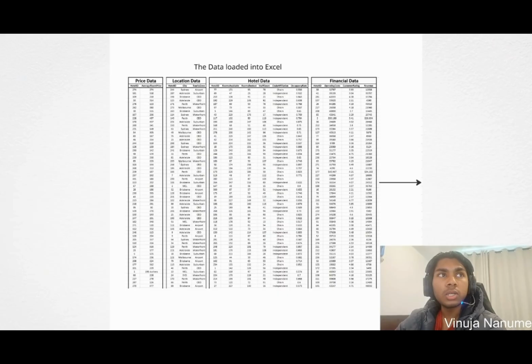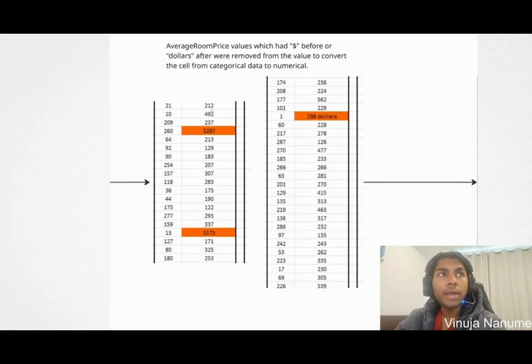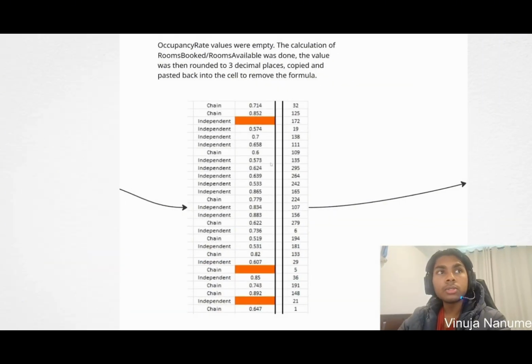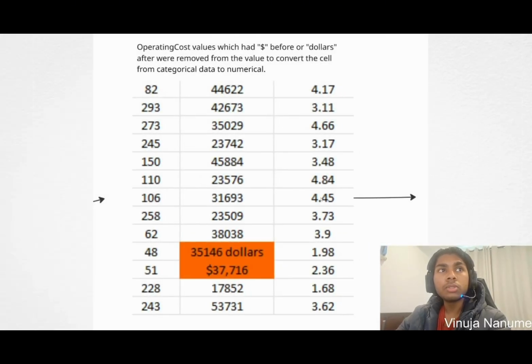Systematically, we inspected each cell, and in doing so, we found many major issues. Average room price had a dollar sign and the word dollars, which needed to be removed for the cells to be all numerical, and some values were abbreviated in certain columns, so for consistency we had to unabbreviate them. The occupancy rate also had some empty cells, so using the formula of rooms booked divided by rooms available, the cells were rectified. Operating cost also had the same issue as average room price, and it was quickly solved.